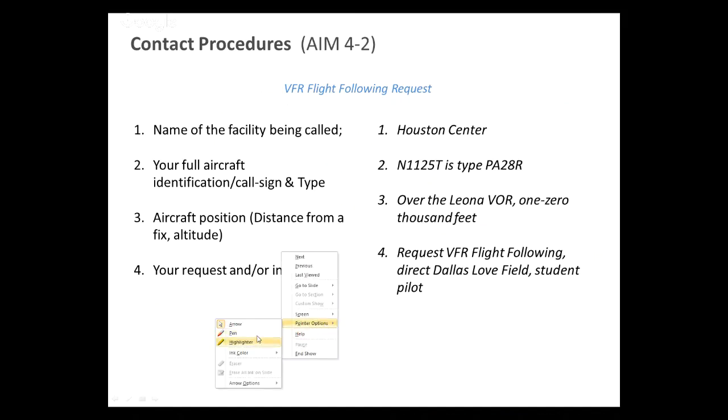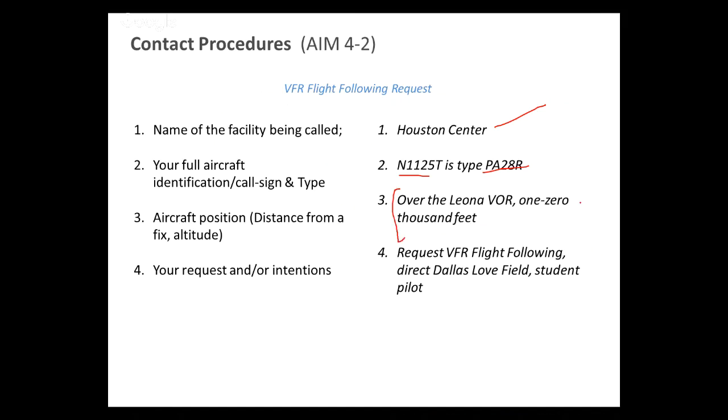So let's go through this one. Who am I talking to? Houston Center. Who am I? November 1125 Tango. And what type of aircraft am I? PA28. Where am I? Over the Leona VOR, 10,000 feet. So now the controller knows exactly where I am. And what do I want to do? Request VFR flight following. Direct Dallas Love Field, meaning this is where I'm going.